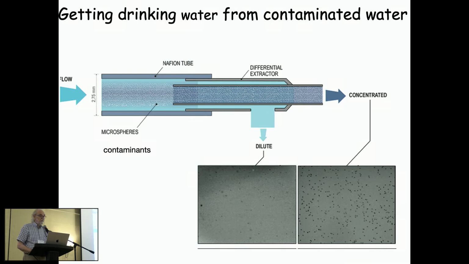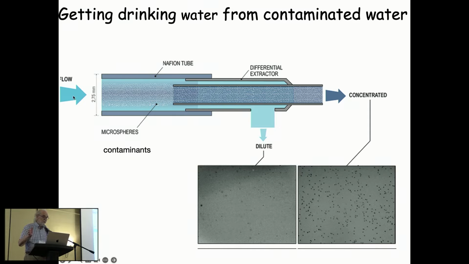Another is getting drinking water from contaminated water. And we have shown here a kind of filter. We call it filterless filter because it has no physical filter. So from what I've shown you, here's a tube. It could be a Nafion tube or any hydrophilic material. And the inflow consists of water plus contaminants.